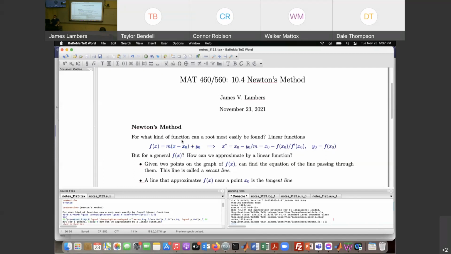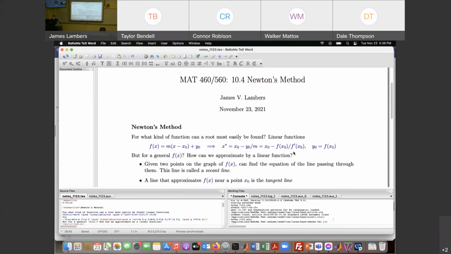The idea is, since this linear function is approximating f, then the exact root of this linear function will hopefully be an approximate root of f. So here's the formula right here, just rearranging. In this case, y naught is f of x naught, and then m is the slope, but that's also the derivative. So here is a formula for an approximate root of a function based on a linear approximation.